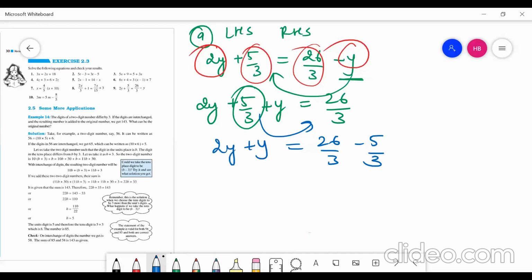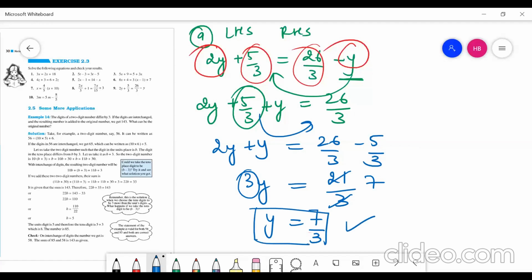2y plus y would be 3y. So 26 minus 5, because the denominator is the same, I can directly solve this. I just need to solve the numerator. So 26 minus 5 will give me 21. So 3y is equal to 21 by 3. I'm going to take 3 to the other side of the equation, which will make it 7. So it would be y is equal to 7, which is your answer.